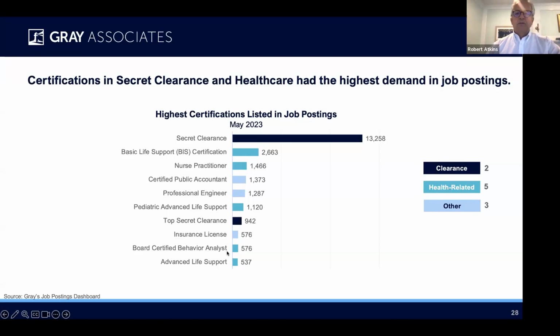And then we have board certified behavior analyst and advanced life support filling out the healthcare. A couple of other things here, CPA, professional engineer, and insurance license also making the top 10. And these are certifications that we find in job postings that we scrape off the web.